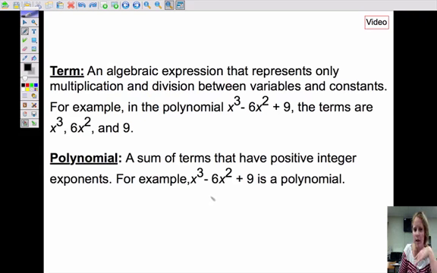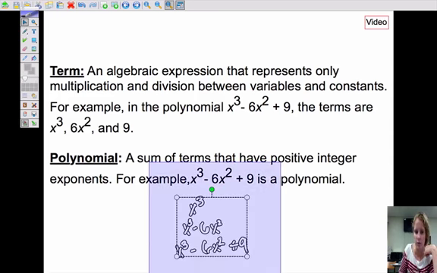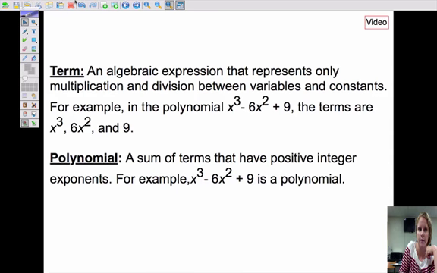We can have binomials. Trinomials. This would be a trinomial because it has three terms. Okay, we have monomials, which are just one term. So this would be one term. This would be a binomial, x cubed minus 6x squared, because it has two terms. This is a trinomial. And then anything bigger than a trinomial, we just call a polynomial. All right, so poly meaning many. If you guys don't know what the prefix poly means, it means many.